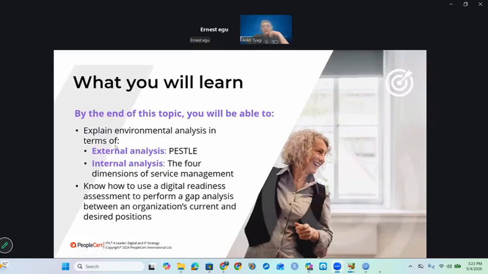By the end of this topic, we would be able to explain the environmental analysis in terms of external analysis, which is the PESTLE factors, and internal analysis, which are the 4 dimensions of service management, and know how to use the digital readiness assessment to perform gap analysis between an organization's current and desired positions. So that's what the purpose here is. We are going to identify the current state. Next step, we are going to identify the future state. And then we look at the gaps based on which we create plans to bridge those gaps so that we can achieve our future state.